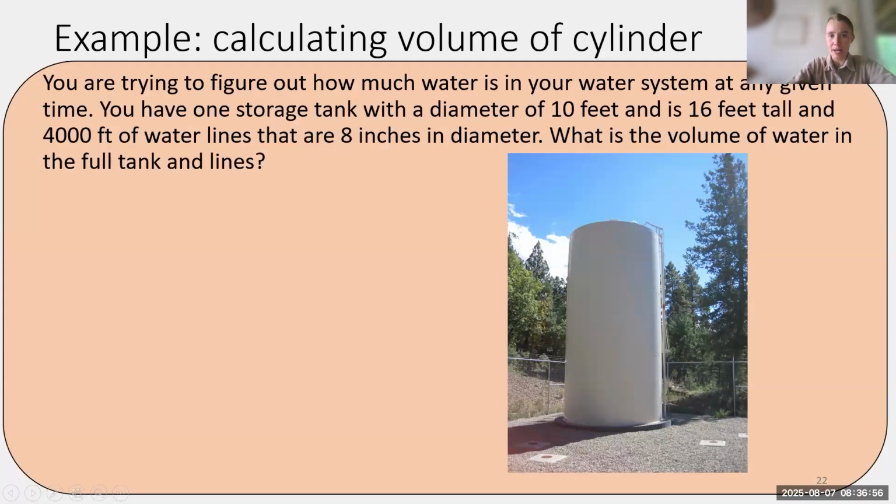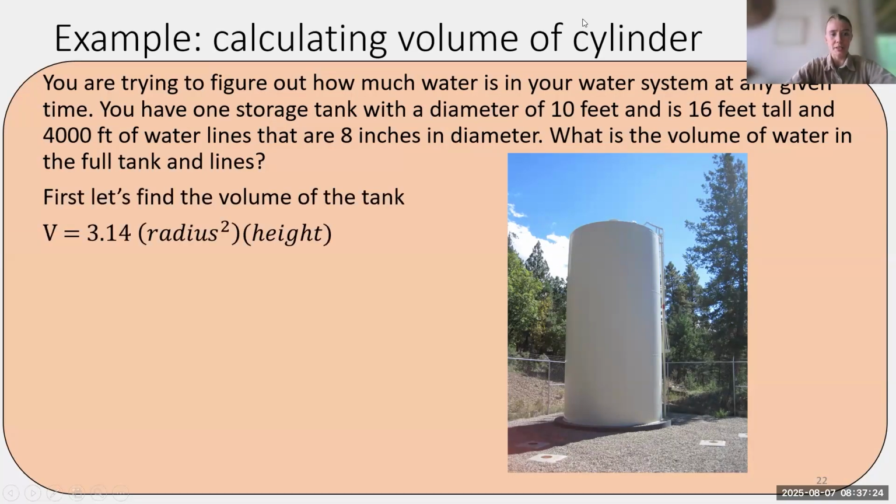So you're trying to figure out how much water is in your water system at any given time. You have one storage tank with a diameter of 10 feet and is 16 feet tall, and 44,000 feet of water lines that are 8 inches in diameter. What is the volume of water in the full tank and the lines? So we've got two different cylinder volume calculations to do for this one, right? First, let's go ahead and find the volume of the tank.